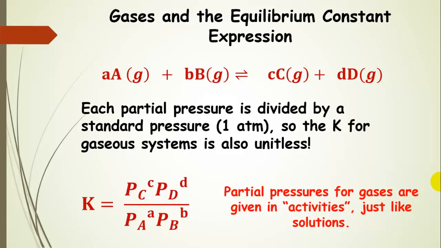Now, again, partial pressures are going to be activities as well. So all of our partial pressures have been divided by a standard pressure, which is 1 atmosphere. And so the equilibrium constant K for gaseous systems is also unitless because we are using activities.